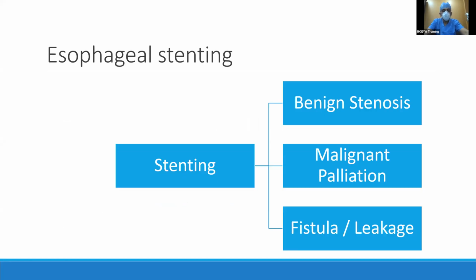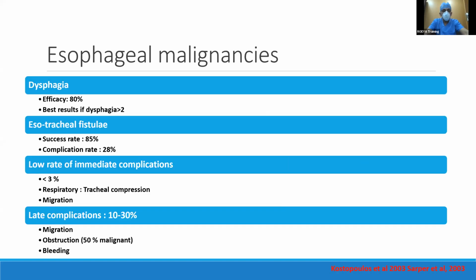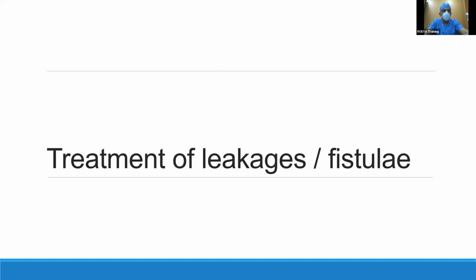For esophageal stenting, we have benign stricture and or malignant palliation or treatment of fistula. For malignant palliation, it's always the patient who presents with dysphagia, and it's very effective in more than 80% with a very high success rate. We can also sometimes put stents to close a fistula in very advanced cancer of the stomach or esophagus, between the trachea and the esophagus. It's always a partially covered stent, just to avoid migration.